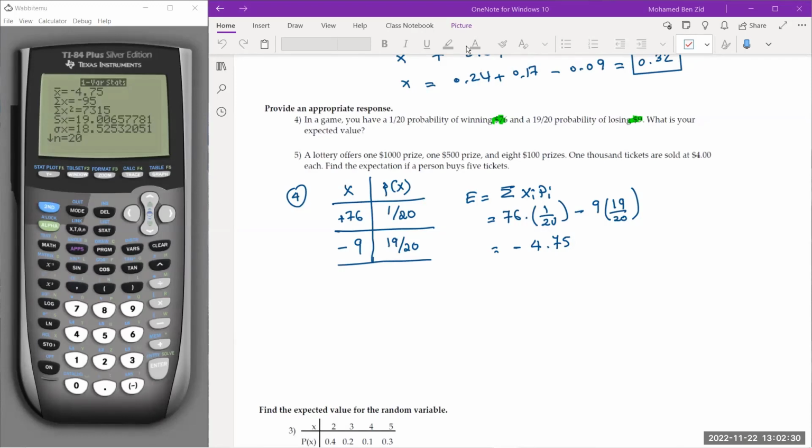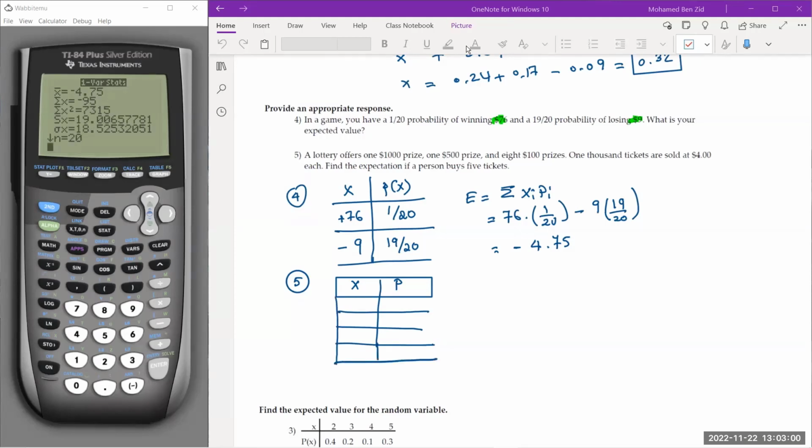Okay, number 5. What you want to do again is the table. Every time you have expected value, you want to grab the table and express everything in a table, right? So I'm going to have X values here and the probability values here.